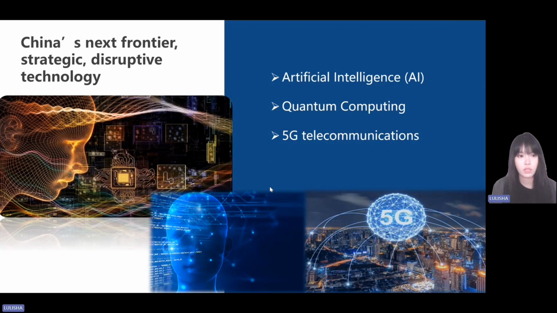China's next frontier strategic disruptive technologies are AI, quantum computing, and 5G telecommunications. China has made significant investments in AI, aiming to become a global leader by 2030. Quantum computing is another area where China is rapidly advancing, potentially disrupting fields like cryptography. The rollout of 5G technology is also pivotal, enhancing connectivity and enabling other technologies.